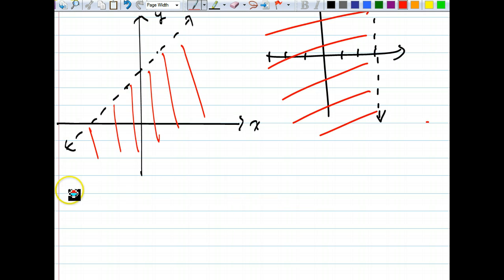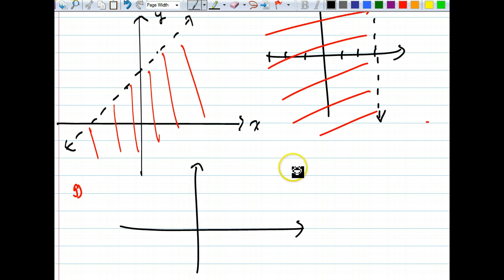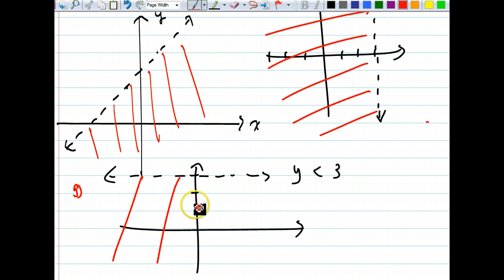Very good question. What about this one? How do I graph y less than 3? What kind of line is this, by the way? Horizontal. Yes, it is a horizontal line. Is it going to be dotted or solid? Dotted. Now, it says y is less than 3, so obviously it's going to be shaded below. Any questions? No. Very good. I think this is easy.